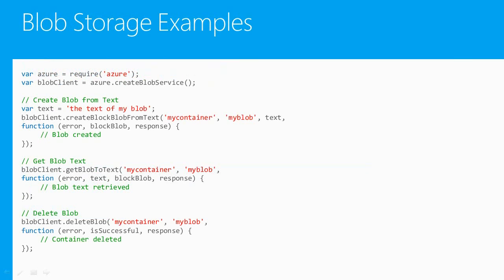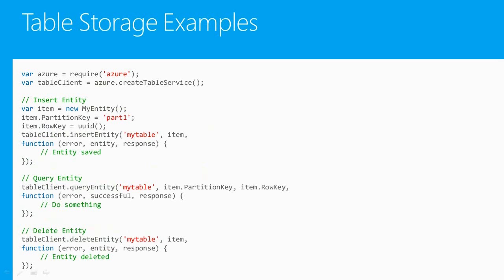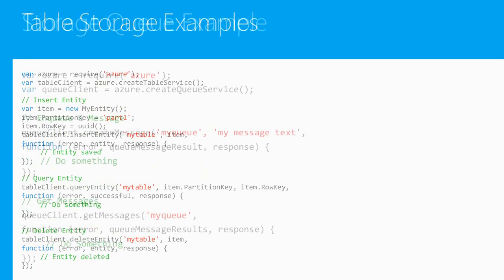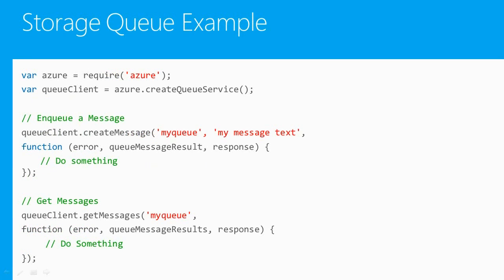Here you can see some of the code for accessing blob storage using the Windows Azure SDK for Node.js. You can see how to create a blob, retrieve the blob, and delete a blob. Here you can see some examples of using table storage with Node.js. You can see how to insert an entity, query, and delete an entity. Finally, you can see here how to enqueue a message or get a message from a Windows Azure storage queue.